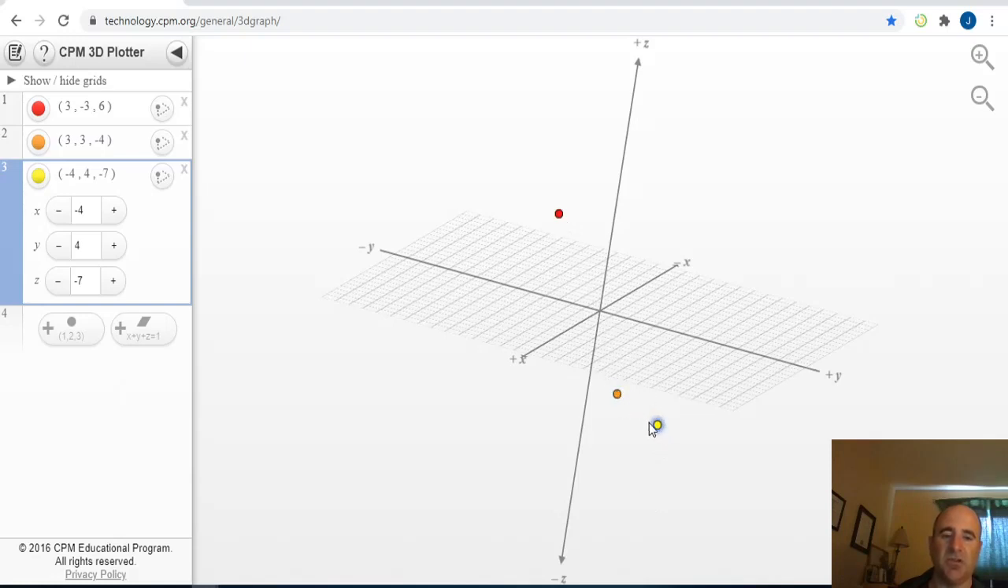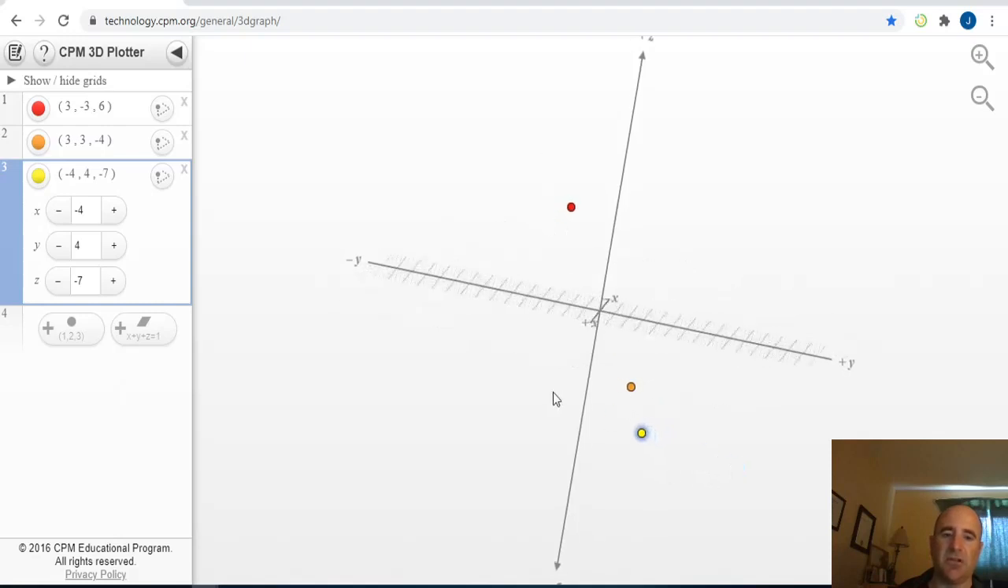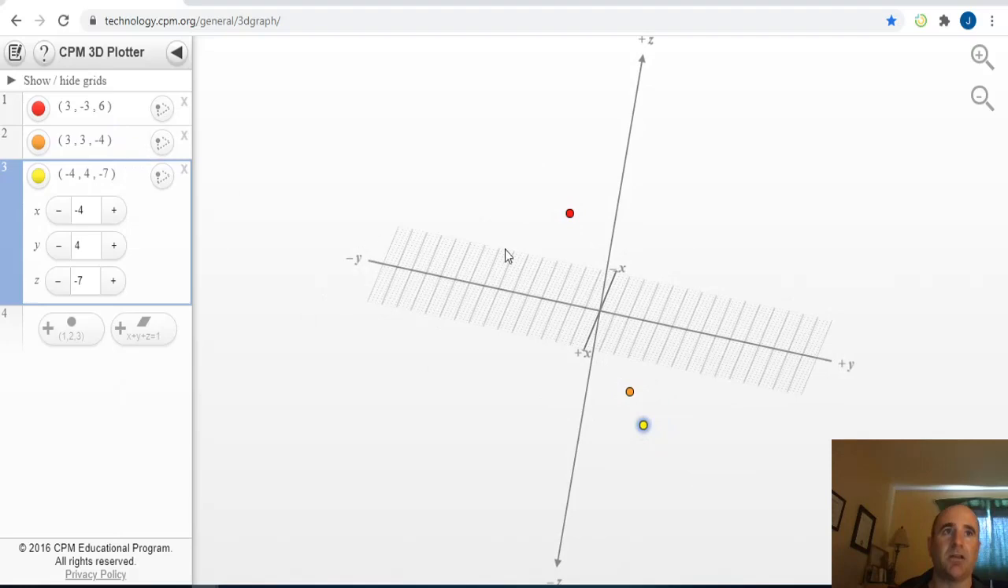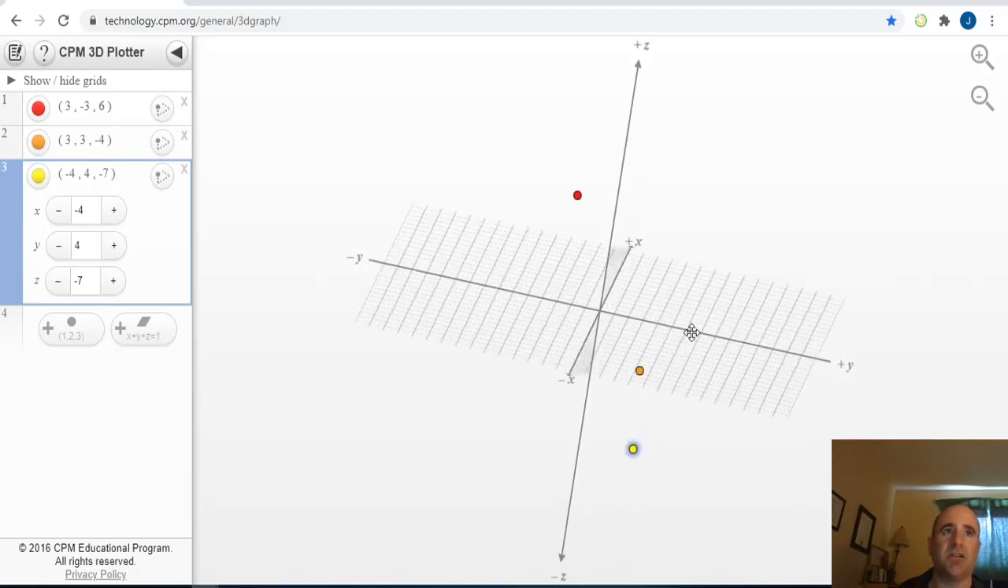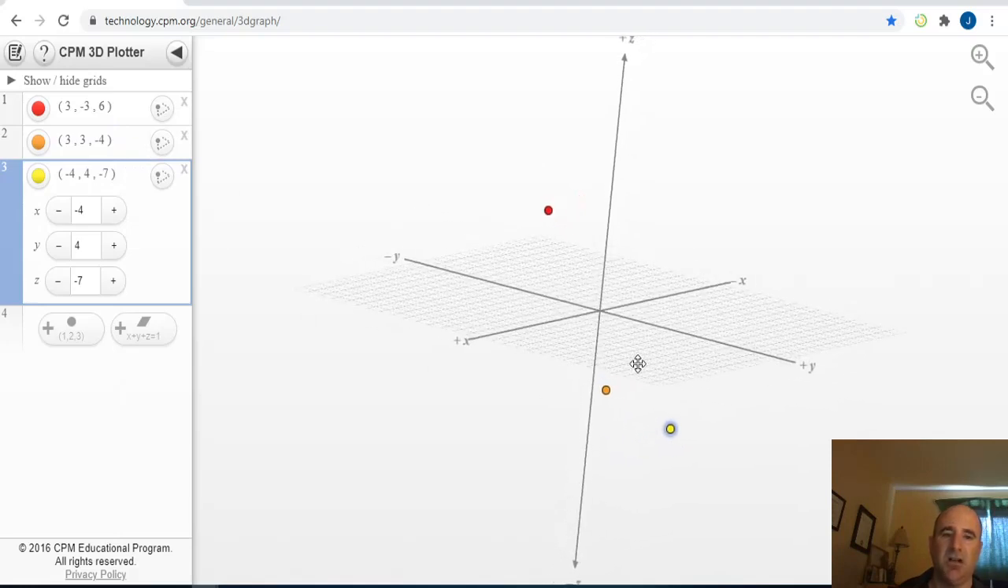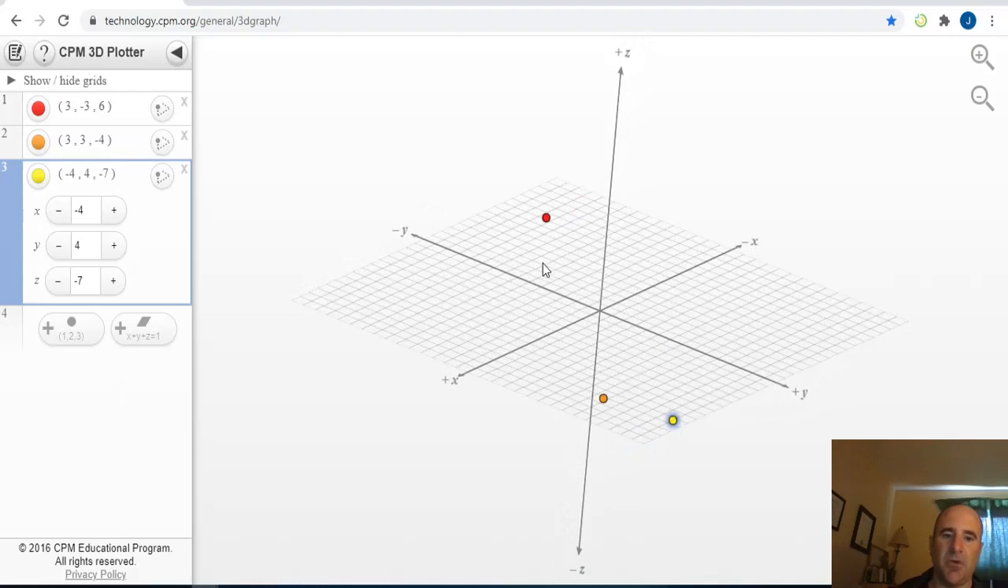I could connect these 2 points, but I can't necessarily draw a line through all 3 points. In fact, you can tell very clearly that these 3 points I've just made up randomly are not collinear. It doesn't look like you're going to be able to draw a line through all 3 points. You can see that pretty clearly. The same thing happens in 2 space.